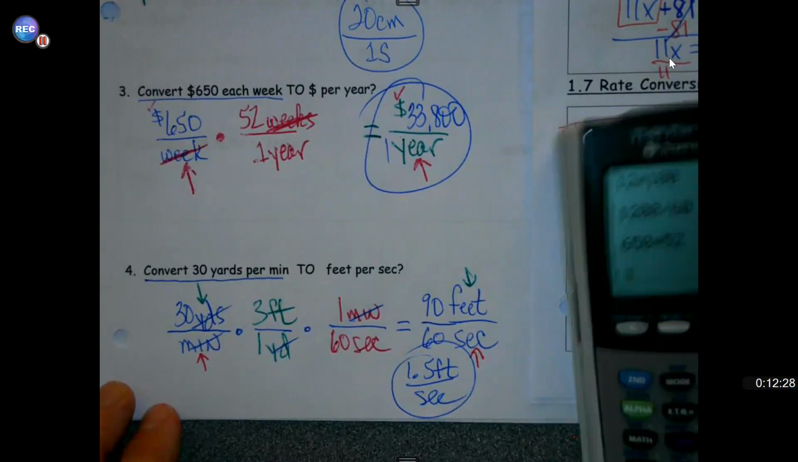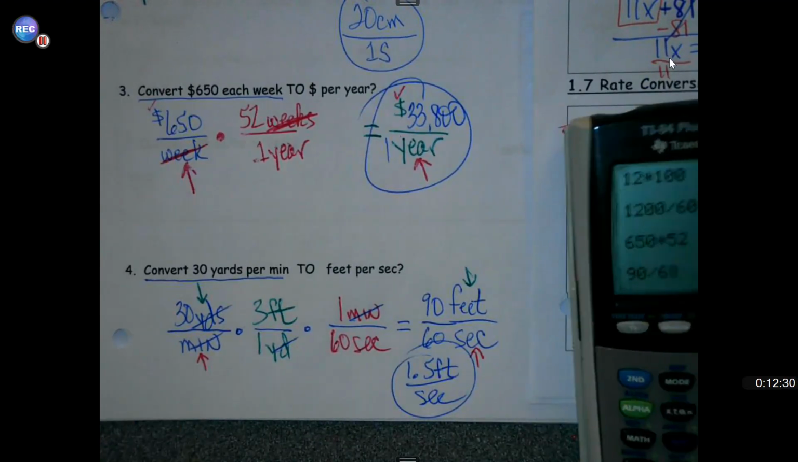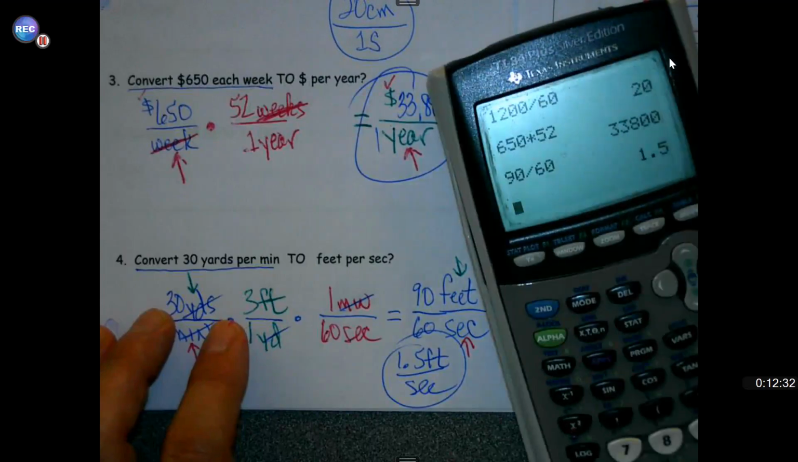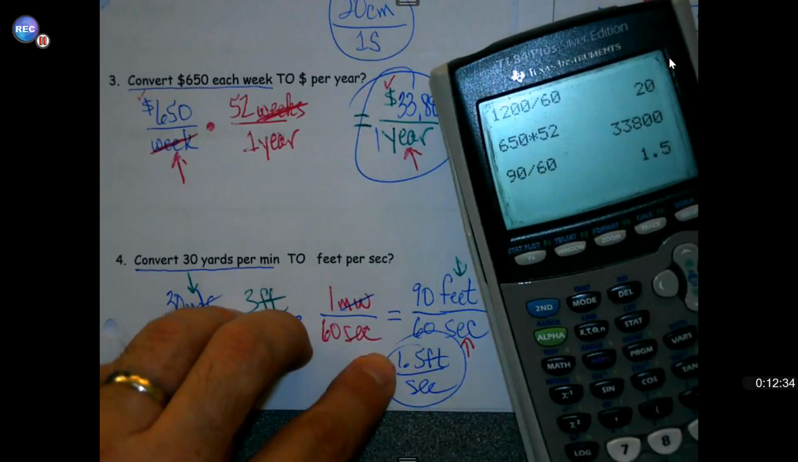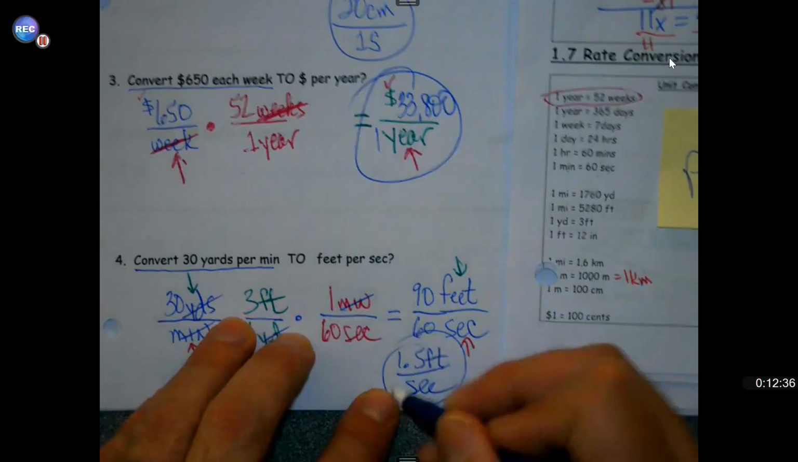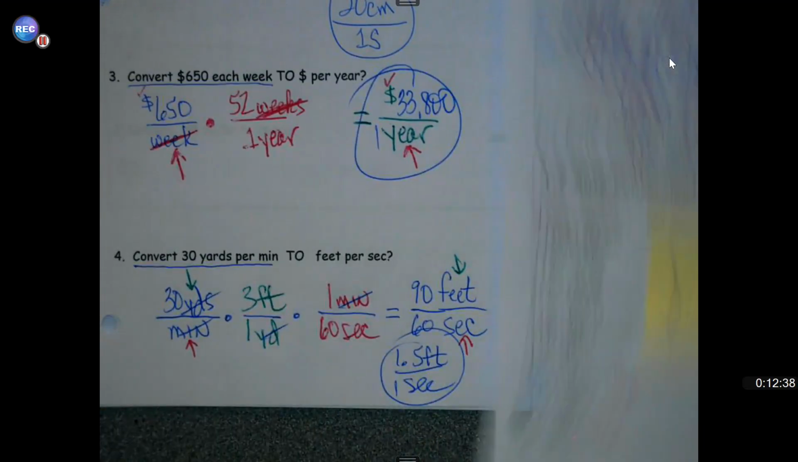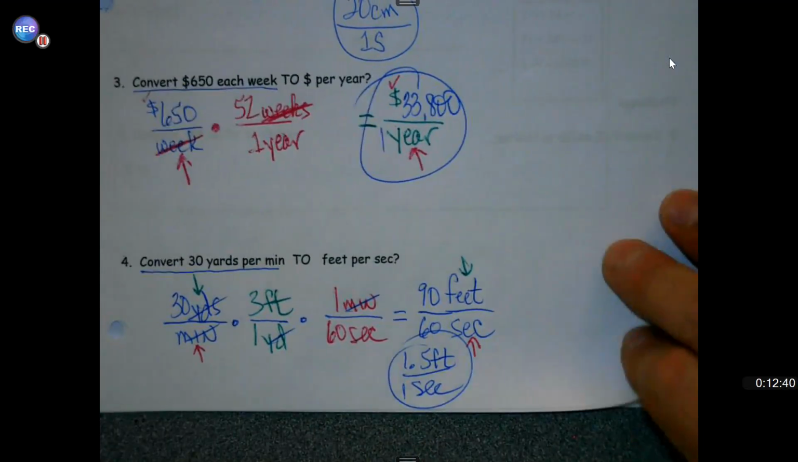And you can get decimals. Don't let decimals freak you out. If you get a decimal, we're still just putting it on top and leaving my second, or my 1 second, on the bottom. So just give yourself a chance on that stuff.